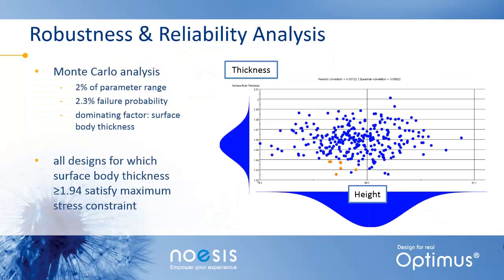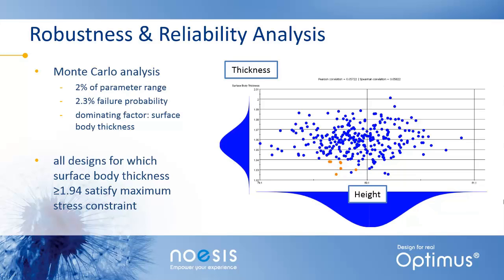Now the next stage is to perform a robustness and reliability analysis on the data. In order to do this, we apply a probabilistic distribution to each of the input parameters. As you can see here, we've applied a 2% range to each of the inputs, and you can see how this affects the thickness and how this affects the height.